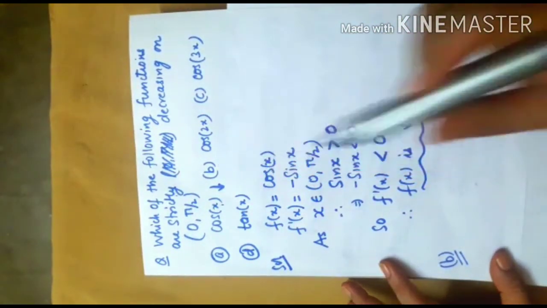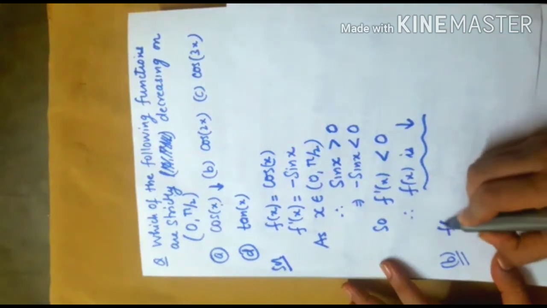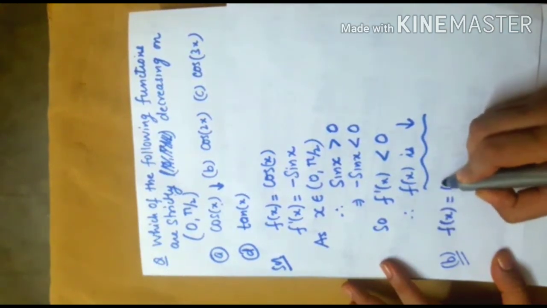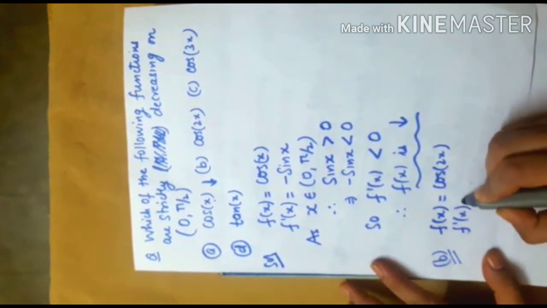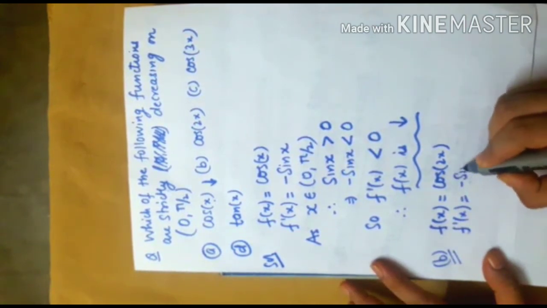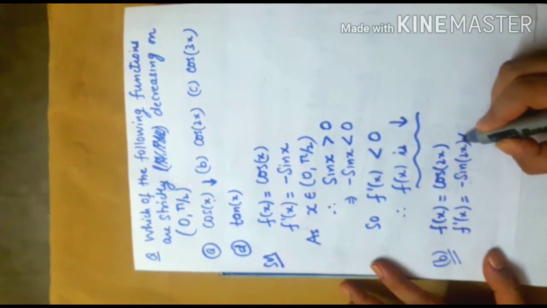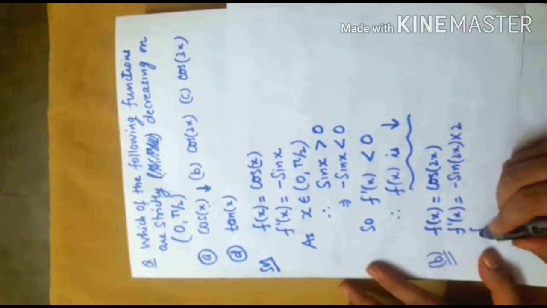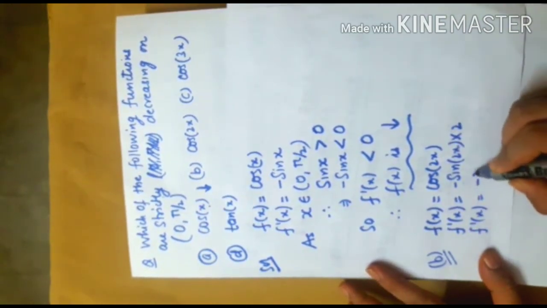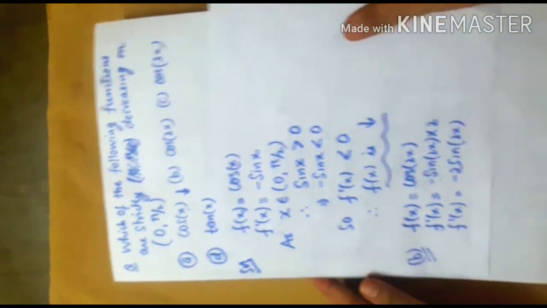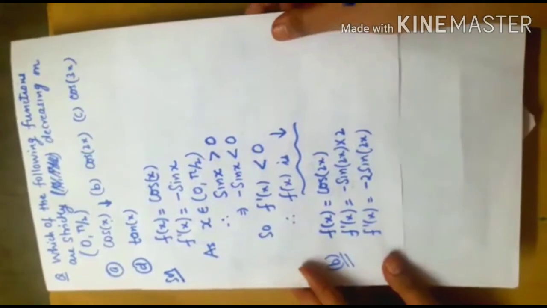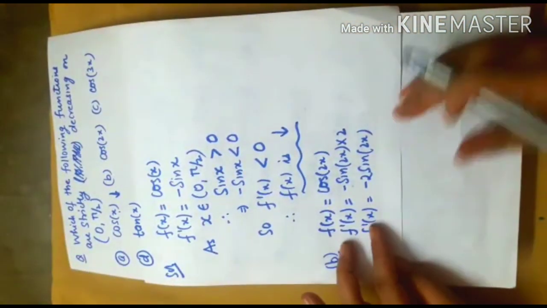the second function. So in B part, the function given is cos 2x. Let's find out the derivative again. It will be minus sine 2x into 2. That is f dash x will be minus 2 sine 2x. Right? Now I have to determine the sign of the derivative. Look here.